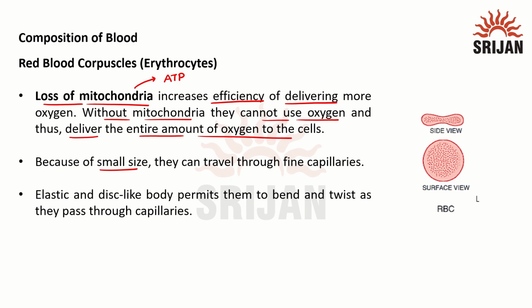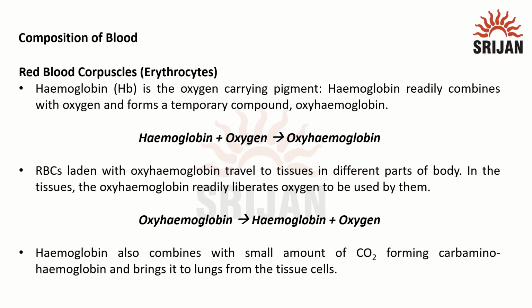And because of the small size, they can travel through fine capillaries. Elastic and disc-like body permits them to bend and twist as they pass through the capillaries. And red blood cells, we know it is a red color cell. The color is because of the hemoglobin pigment present. It is the oxygen carrying pigment.